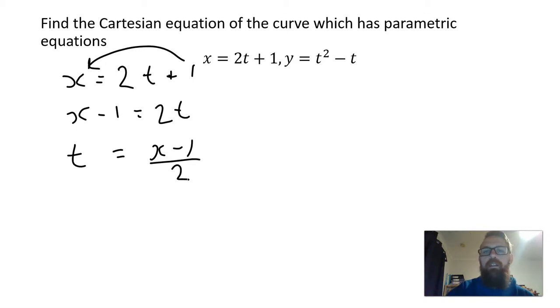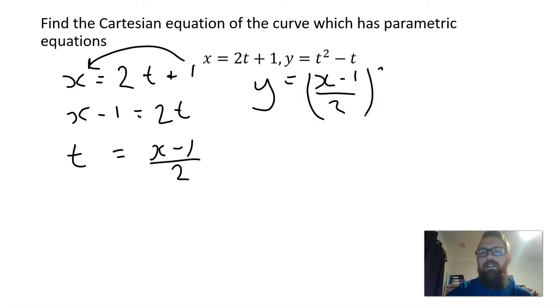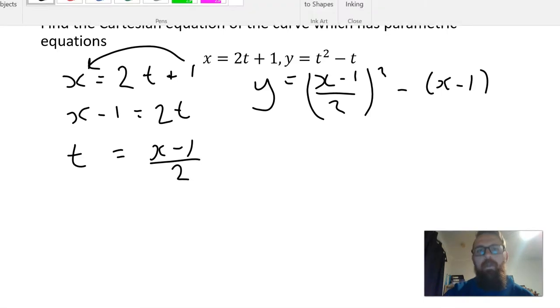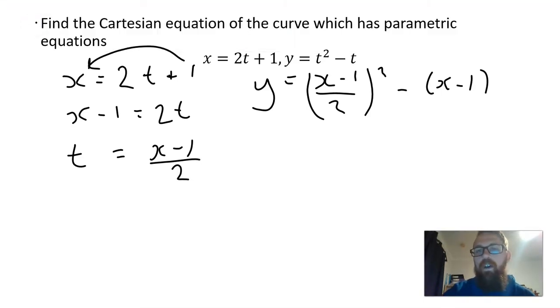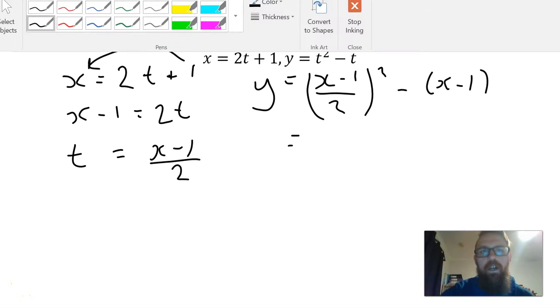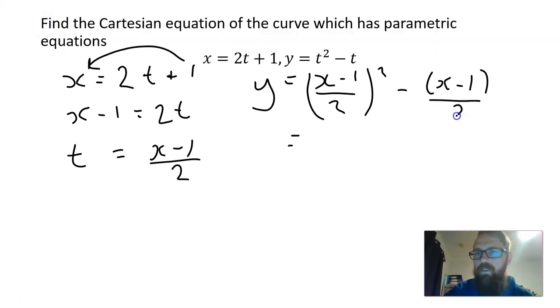So our y then equals x minus 1 divided by 2 all squared minus x minus 1. So there's a couple of ways to do this. You could expand this out using our FOIL rule, or we could realize that the x minus 1 over 2 is pretty much the same in both. And I just noticed that I didn't substitute in over 2 here.